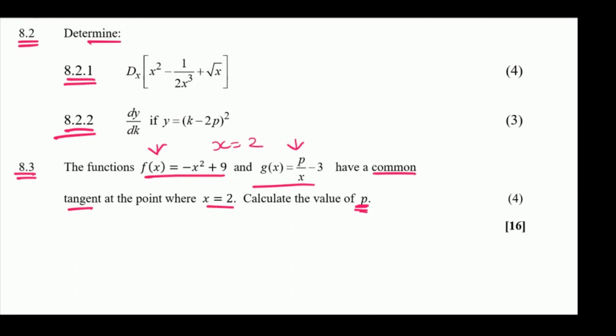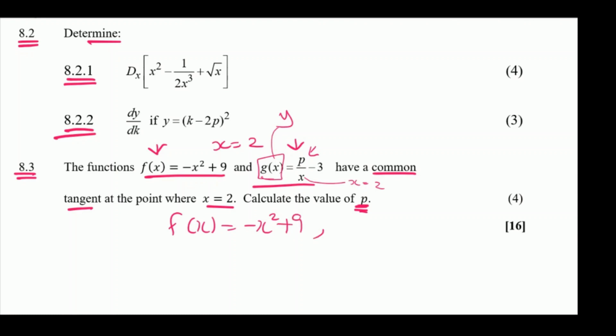So for us to find this value of p here, we first need to find this value of g of x, because already here we know x equals 2, right? So if we can find this g of x, then we'll be able to find the value of p. So for us to find g of x, which is actually y, we need to substitute in f of x. We have f of x equals minus x squared plus 9, right?